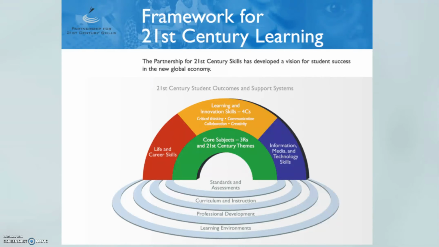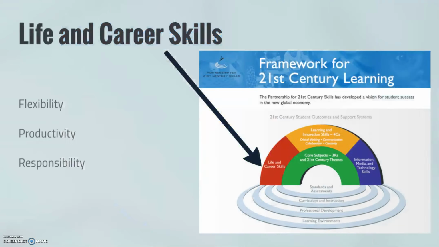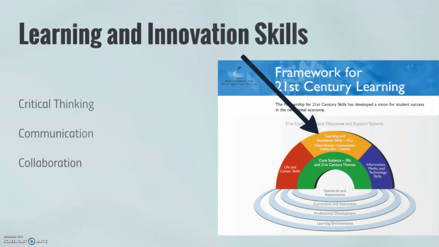The first element that revolves around this principle is life and career skills. The red shows these life and career skills that are necessary. These are things like flexibility, productivity, and responsibility. Students need these skills in order to work well with other people. The yellow area focuses on learning and innovation skills the students need. This is where the critical thinking skills come to play, along with communication and collaboration. This, once again, revolves around working with other people.